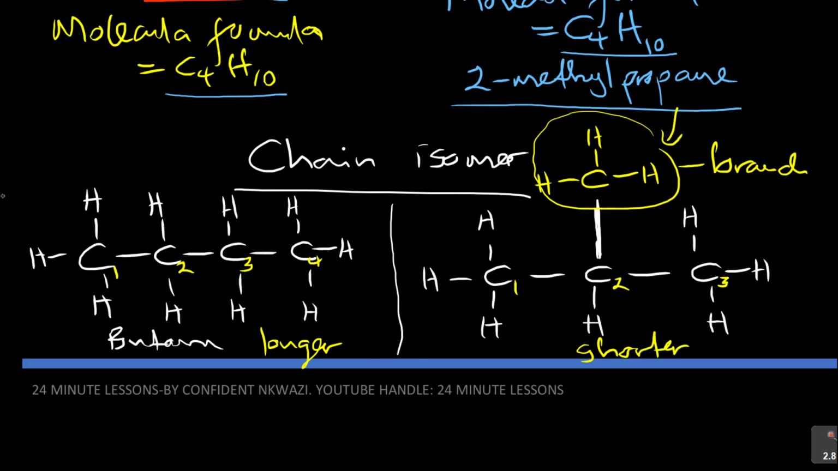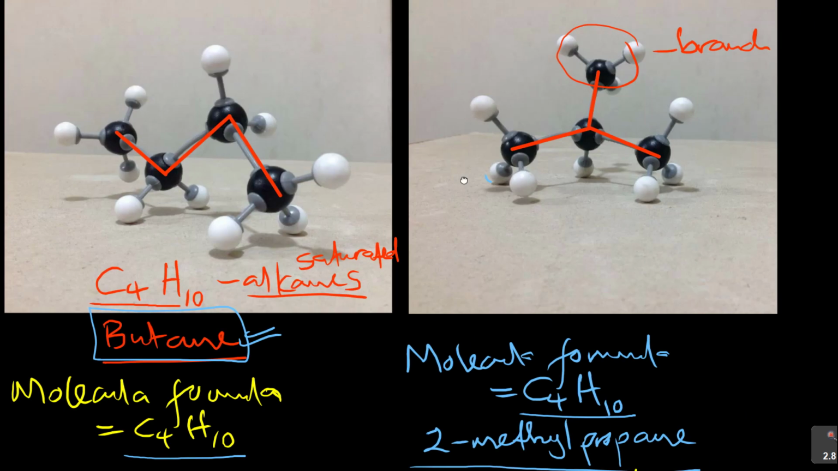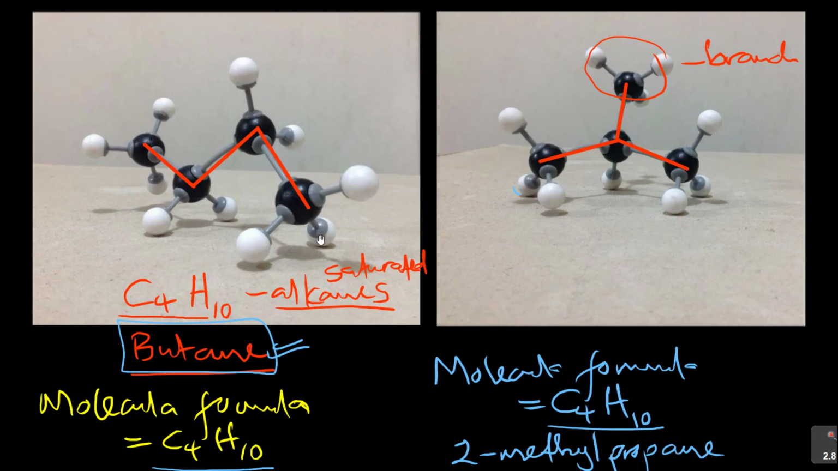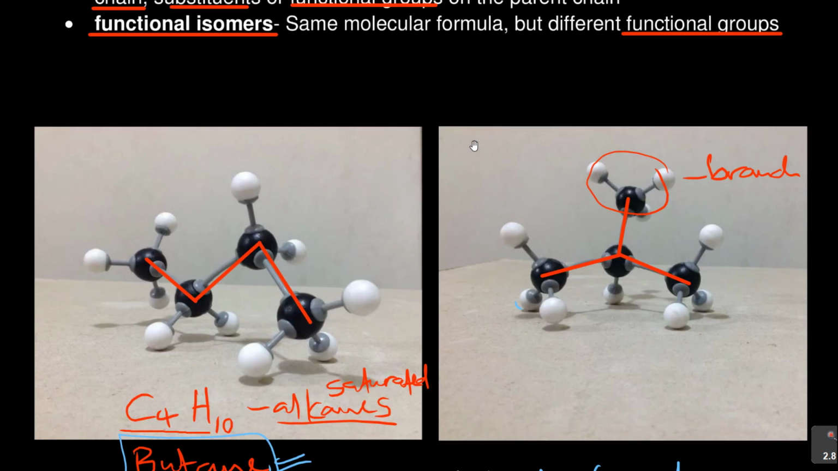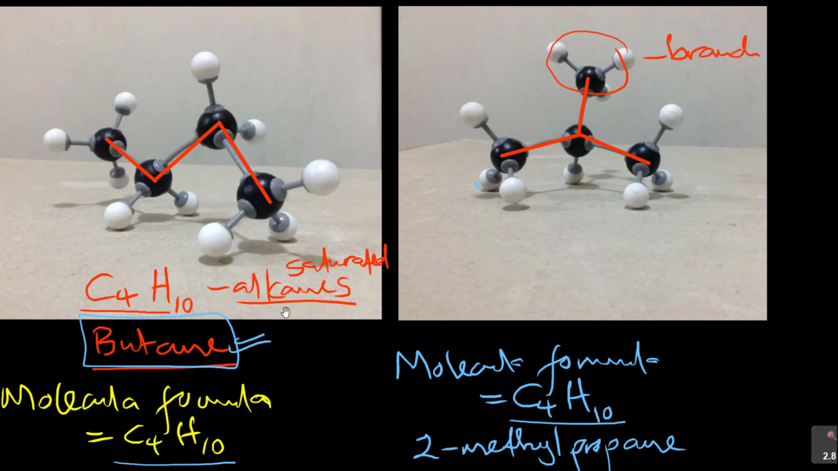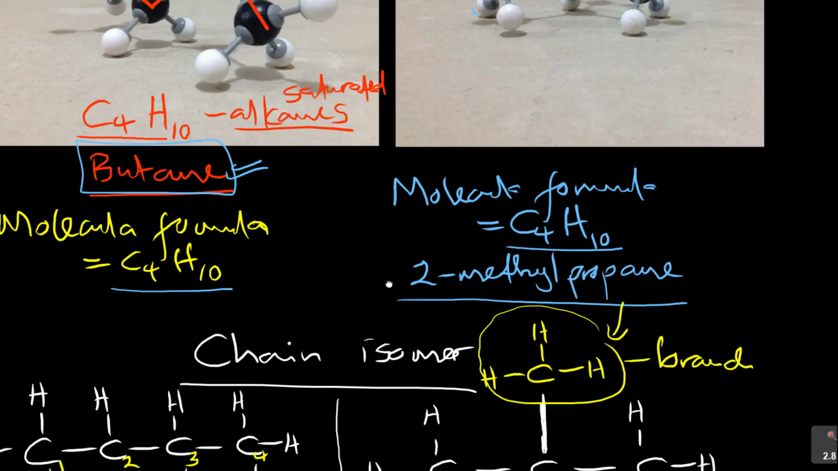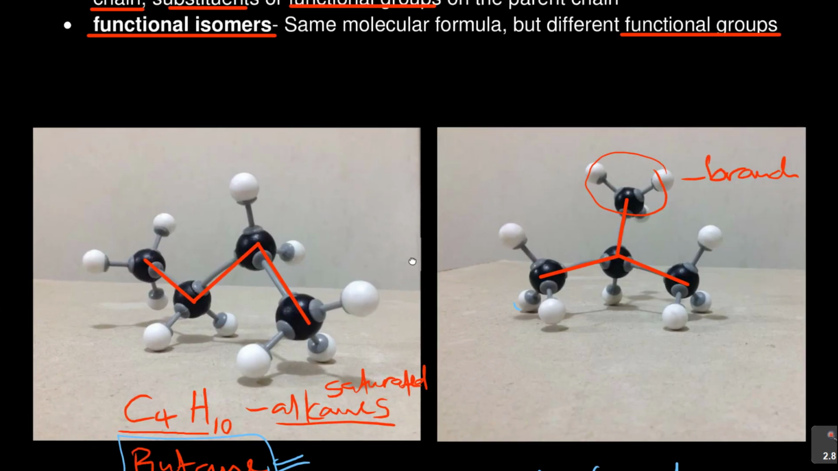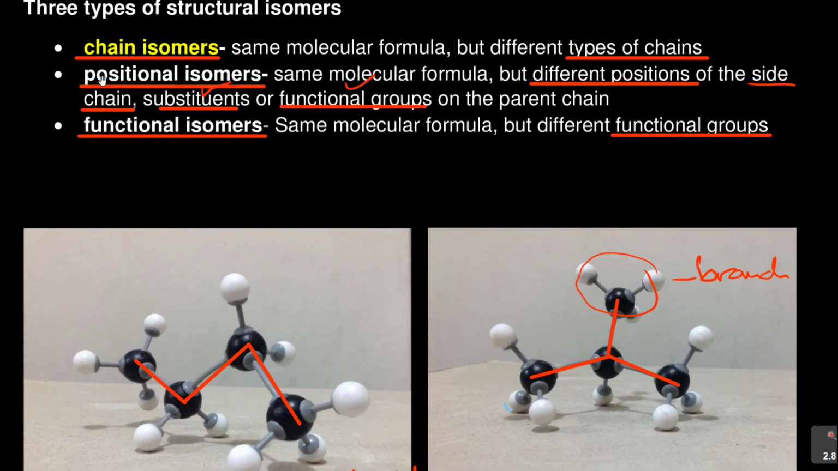Are you getting that? If you look again at the definition of the chain isomer, it's the same molecular formula. What's the molecular formula? C4H10, C4H10. Those 2 compounds have different types of chains. This is 4 carbons on the chain, and this is 3 carbons on the chain. That is what is called the chain isomer. And then the next one is called a positional isomer.